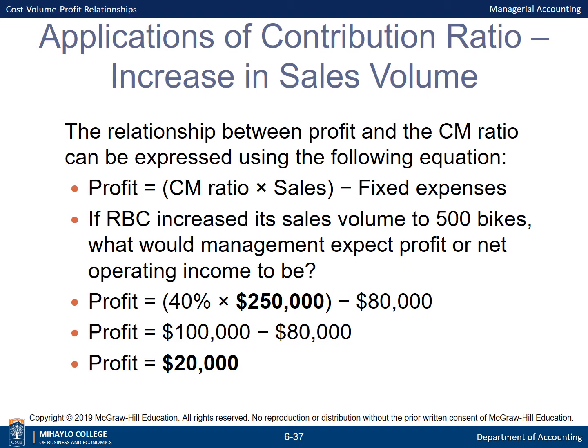If RBC increased its sales volume to 500 bikes, what would management expect profit or net operating profits to be? 40% times $250,000 minus $80,000 equals expected profit of $20,000.